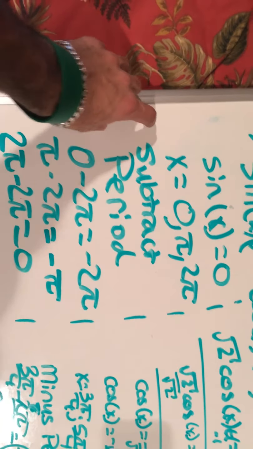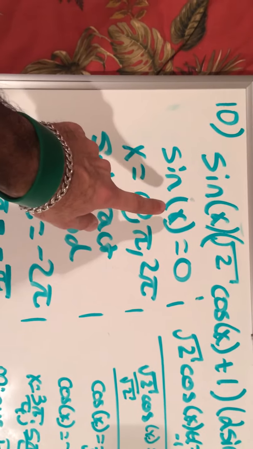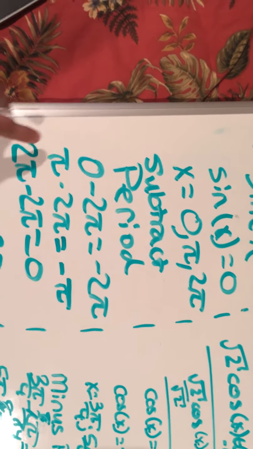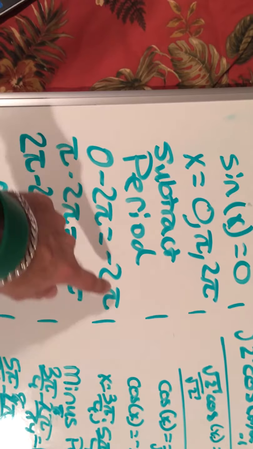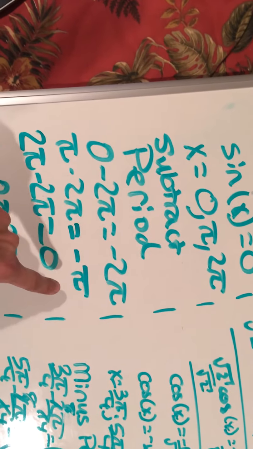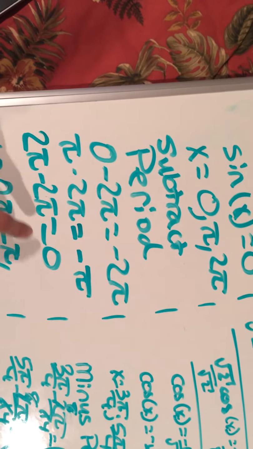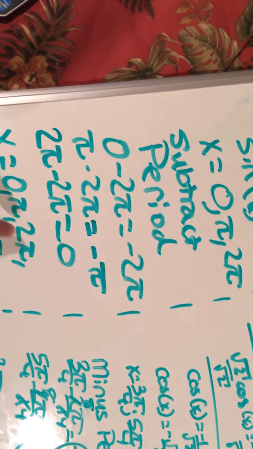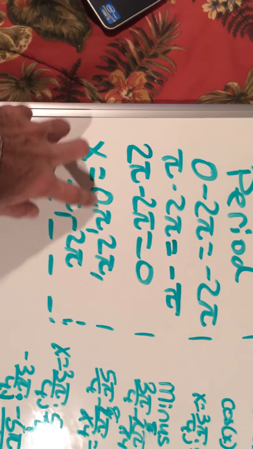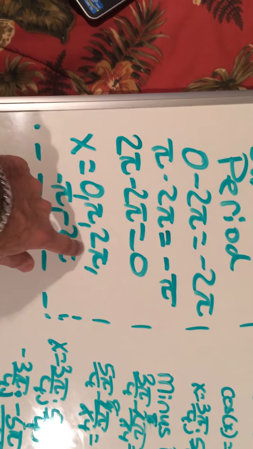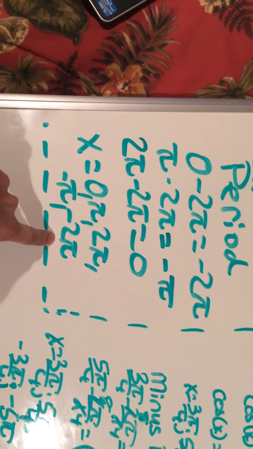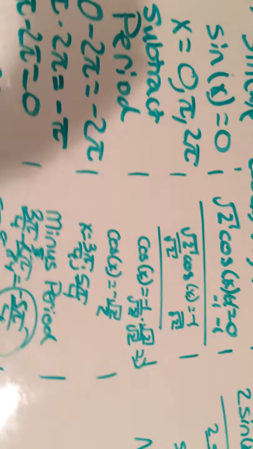Subtract the period. Since this is just a regular old sine function, the period of this is going to be 2 pi. So I do 0 minus 2 pi, which gives me negative 2 pi. I do pi minus 2 pi, which gives me negative pi. And I do 2 pi minus 2 pi, which gives me 0. So my answers for this piece are x equals 0, x equals pi, x equals 2 pi, x equals negative pi, and x equals negative 2 pi. I can now go on to the next piece.